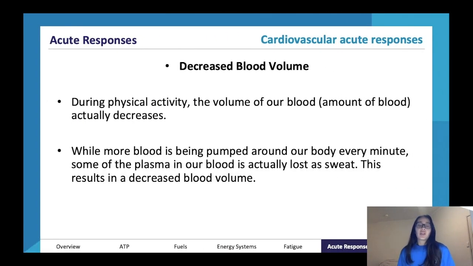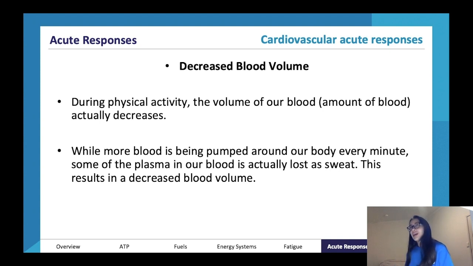Decreased blood volume. So during physical activity, the volume of our blood, or the amount of blood, actually decreases. Okay? So while more blood is being pumped around our body every minute, some of the plasma in our blood is actually lost to sweat, and this results in decreased blood volume. So I'll just try and break this down a bit more.